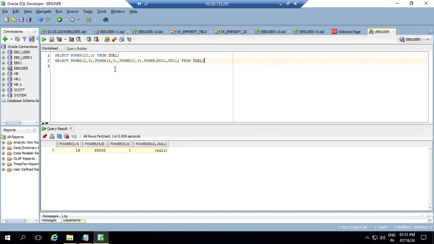So you can see the output here. The first one shows 16. Just as we use it in mathematics, it calculates the same way here. When it is POWER(0, 0), it is 1 only, not 0. When it is null, it is null. So this is the power function, which gives the power of the given expression.